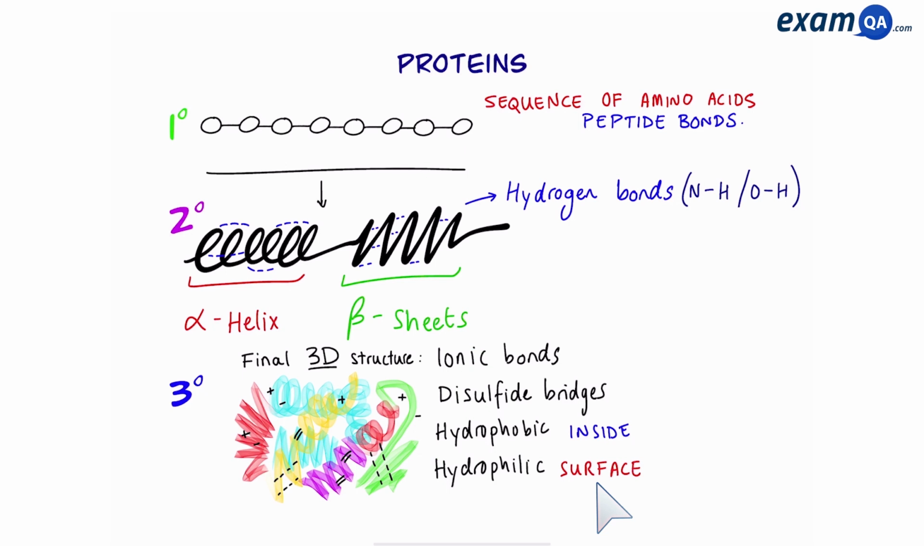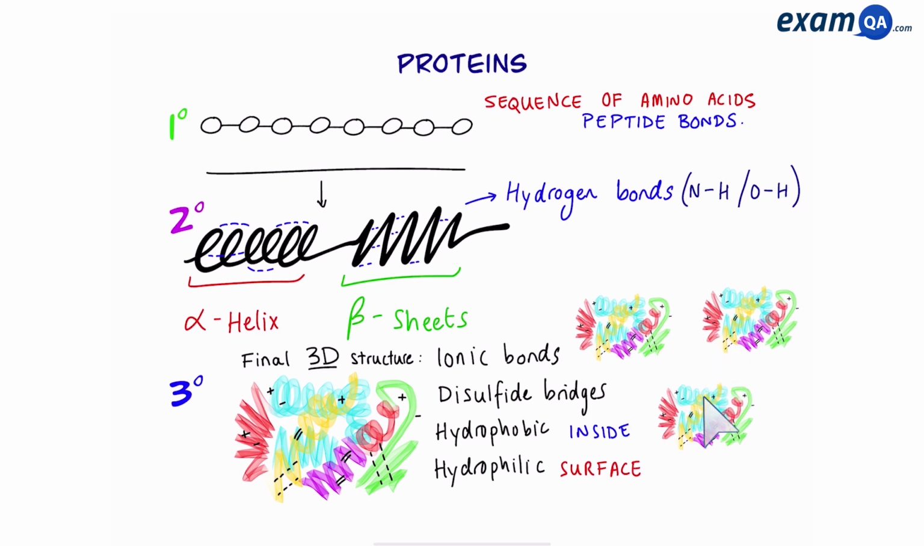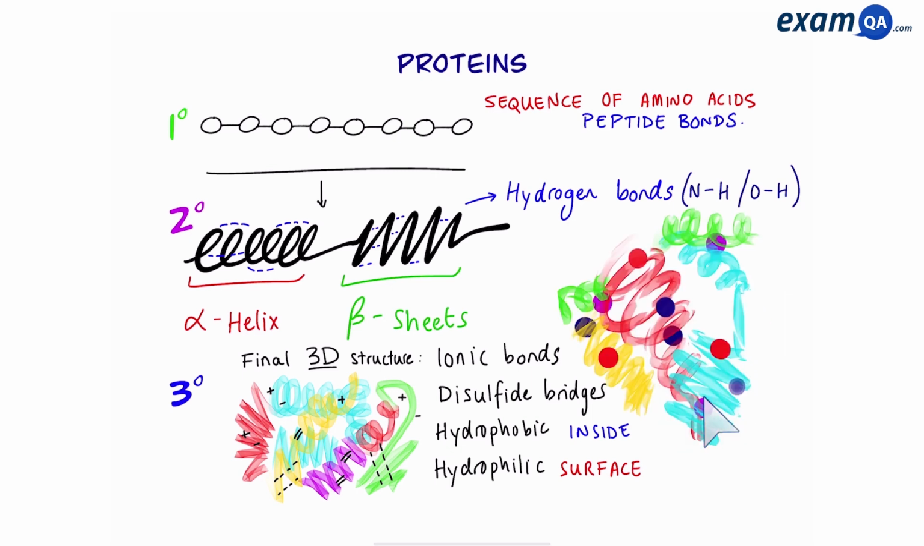But we're not done yet. What would happen if I take 1, 2, 3 proteins and join them together? This will create a superprotein, also known as the quaternary structure. Now, the quaternary structure is defined as 2 or more polypeptides joined together.